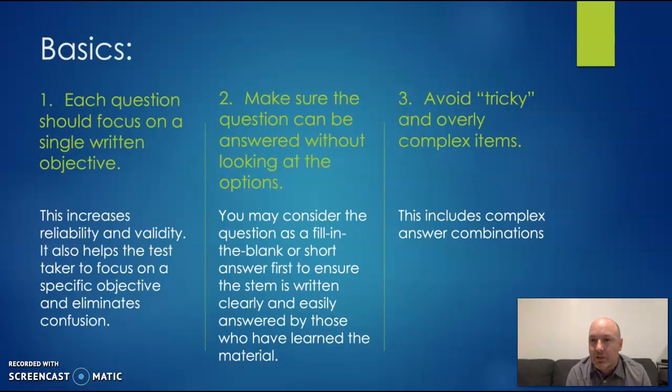A suggestion to do this is to consider it like a fill-in-the-blank or short answer question that you're more familiar with, and see if you can answer that question without listing the answers first. And then, no multiple choice question should be tricky or overly complex. We don't want the students to be confused. We want to measure learning outcomes.